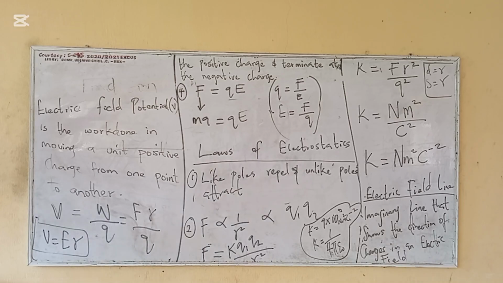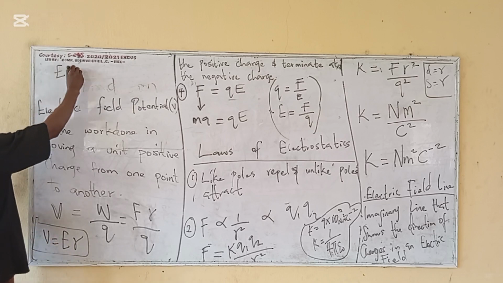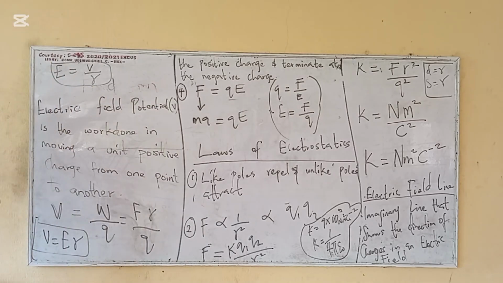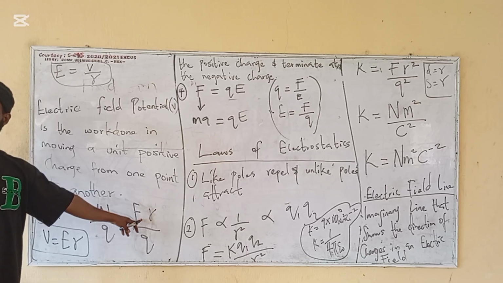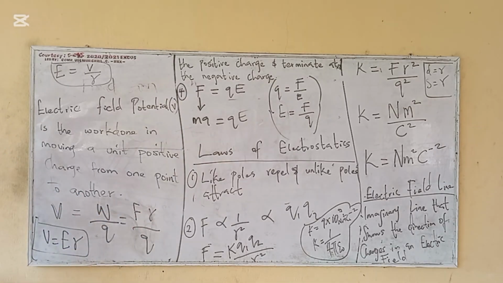So if you want to make electric field intensity the subject of the formula, divide both sides by R, so that you have E equals V over R. In a case where they give you voltage and radius, electric field intensity is voltage over R. Very important. And we can expand all these things if we apply Coulomb's law, because the force in this case can be replaced. When we start solving calculations, we'll do it.